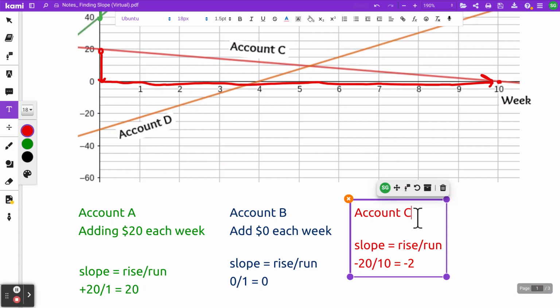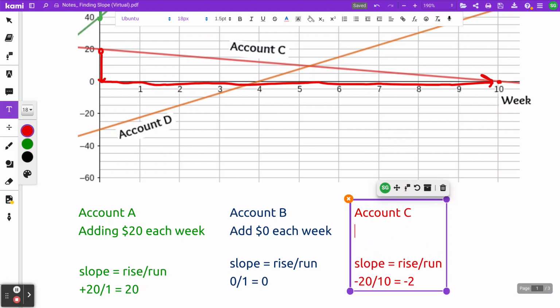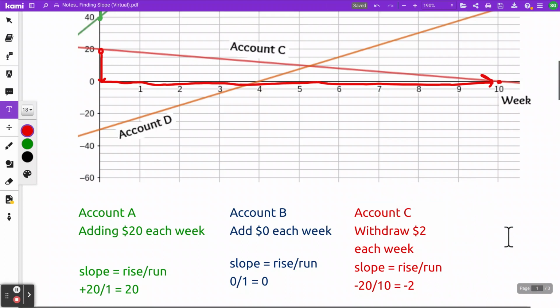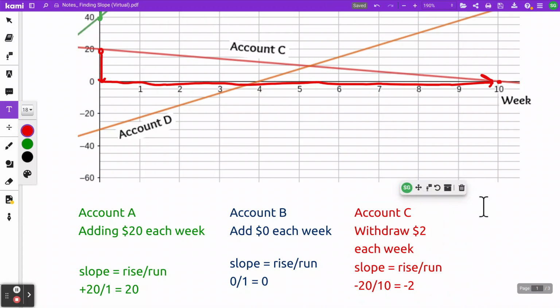That negative 2 tells me what about account C? Can you put it into words? We can say the negative means they're not adding. So you could say maybe they're spending or taking away or withdrawing. That's a very bank word. I'm going to say they withdraw $2. But I need more words, right? Because they've withdrawn more than $2 after 10 weeks. But the 2 represents that they're withdrawing $2 each week. It's that rate or that speed they're taking out their money.